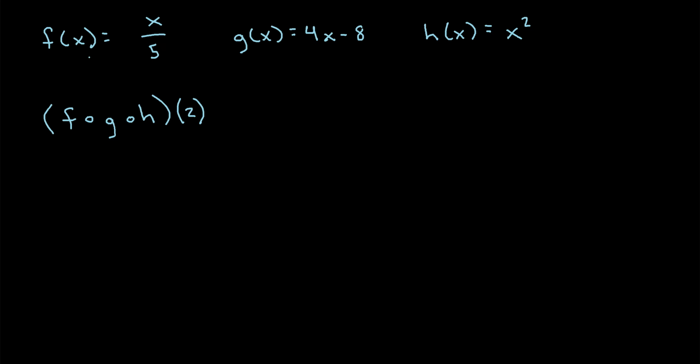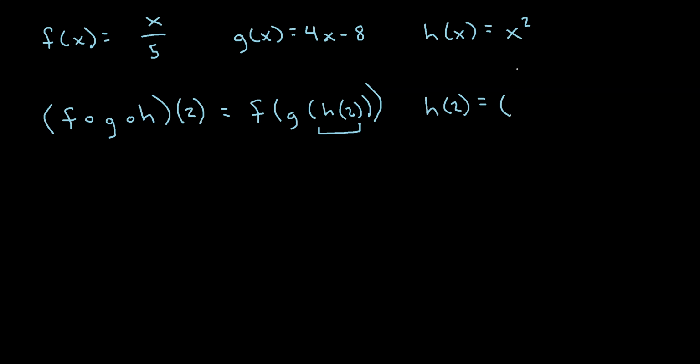Let's say we have these three functions, f of x, g of x, and h of x. And let's say we want to evaluate f of g of h at the value 2. So we can write that as f of g of h evaluated at the value of 2. So the first thing that we're going to do is just look at the innermost function, h of 2.